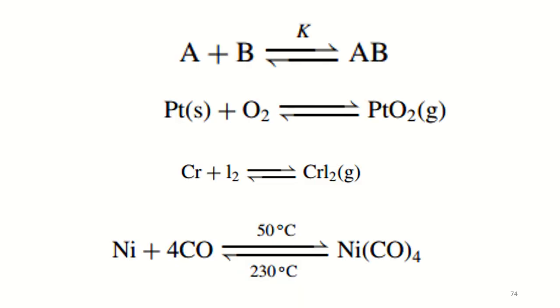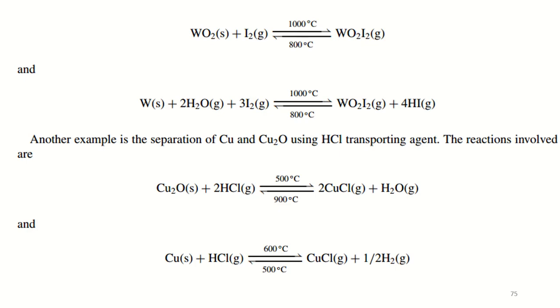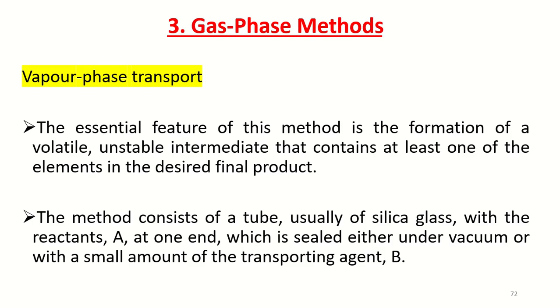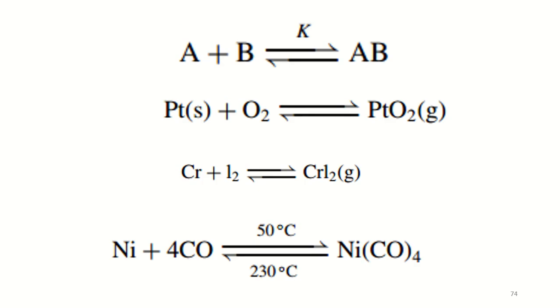including platinum, chromium, and nickel elements, along with tungsten and copper oxide. Now we are going to discuss some other aspects of the vapor phase transport method in the gas phase methods.